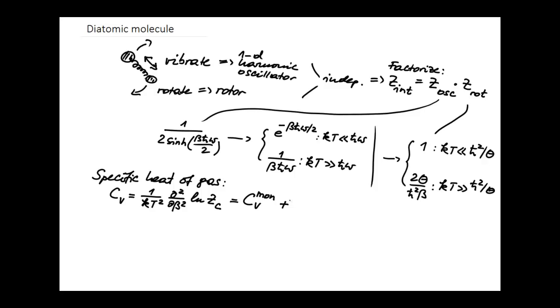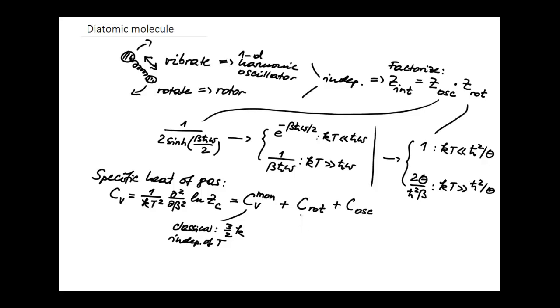But this again, you can split up into an oscillation part and a rotation part, because you have another factorization for the internal degrees of freedom. So you can write this as the specific heat associated with the rotational degrees of freedom plus the specific heat associated with the oscillations. For the specific heat of a monatomic gas, in the classical approximation only, classically the specific heat is 3/2 times the Boltzmann constant, 3/2 k. And this is independent of temperature.